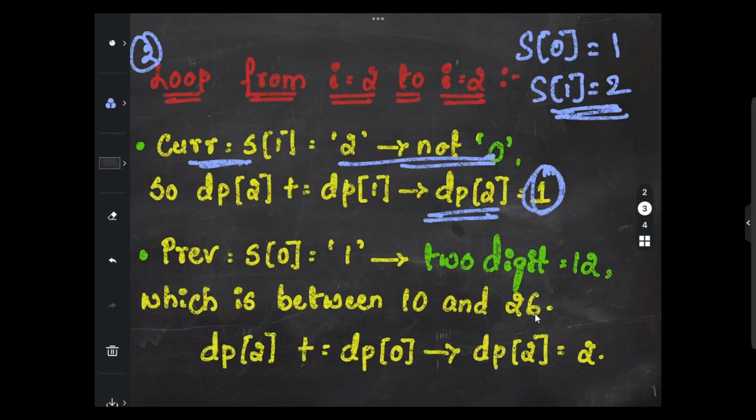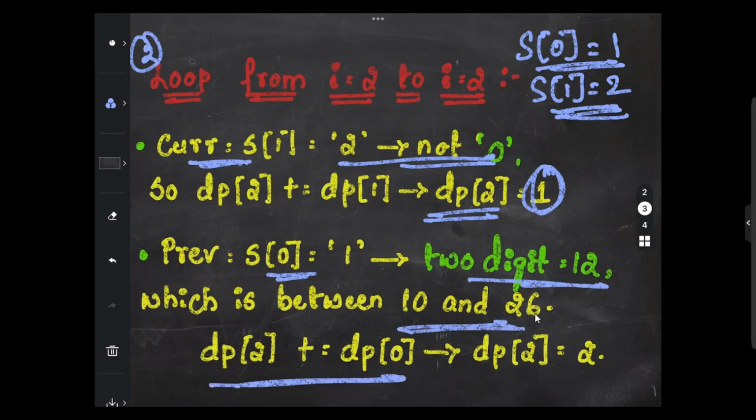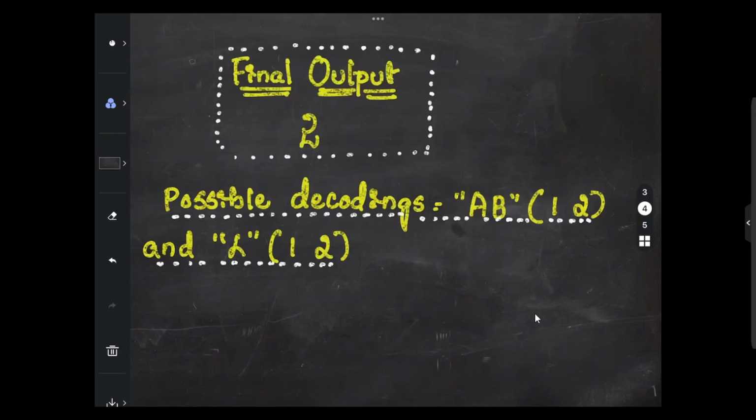We know this one, simple. Previous equals S of 0, which we have here as 1. The two-digit number we have is 12, which is between 10 and 26. Here we'll do DP of 2 equals DP of 2 plus DP of 0. In this case we get DP of 2 equals 2. This is simple to understand.